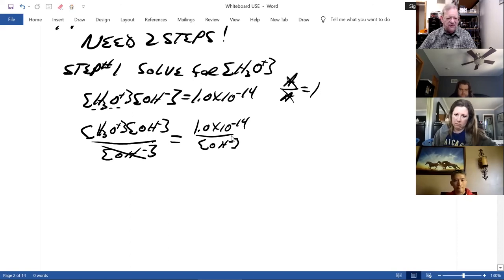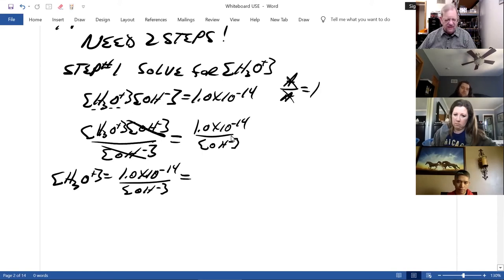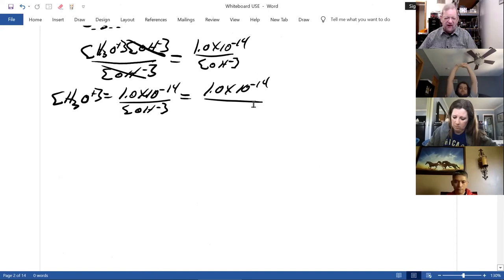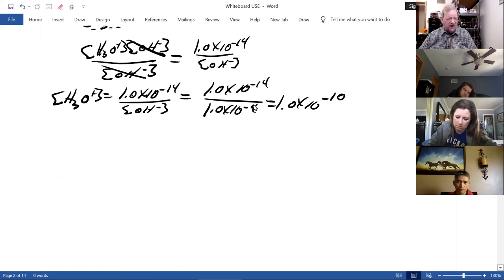And anything divided by itself cancels out, and we're left with the hydronium equals 1.0 times 10 to the minus 14th divided by the hydroxide. And if I scroll up, I can see, oh, look, the hydroxide is 1.0 times 10 to the minus fourth. So I can put that in there. And this is equal to 1.0 times 10 to the minus 10th. Am I done? No, I'm trying to find the pH. So we need the second step.